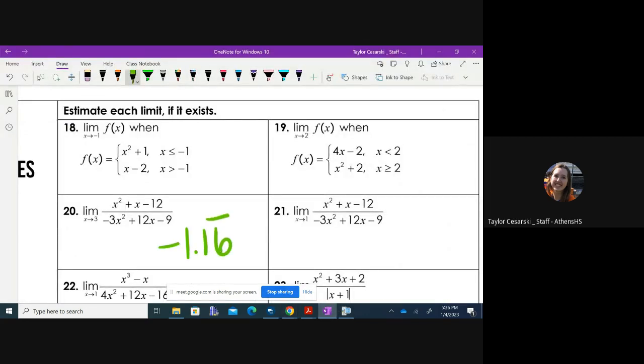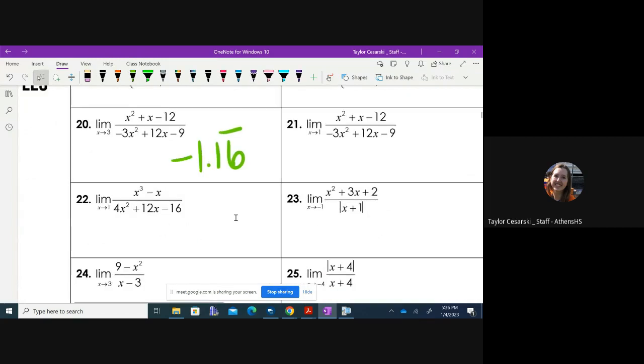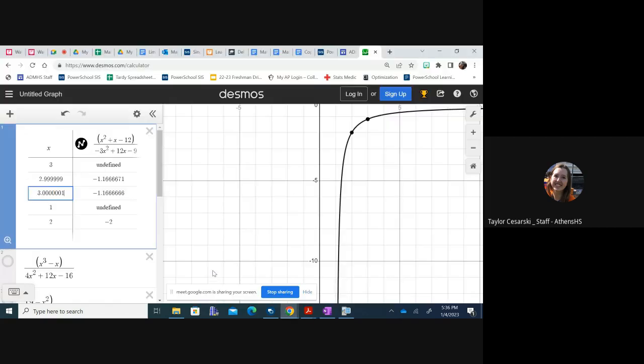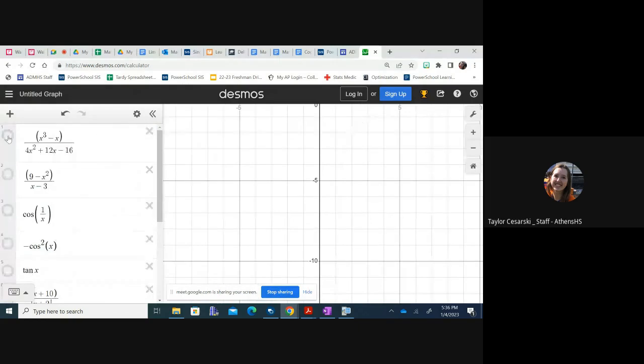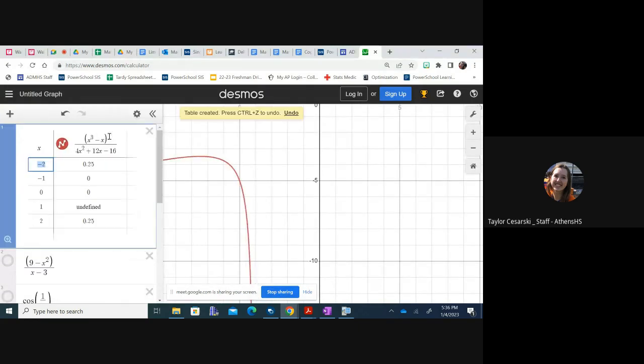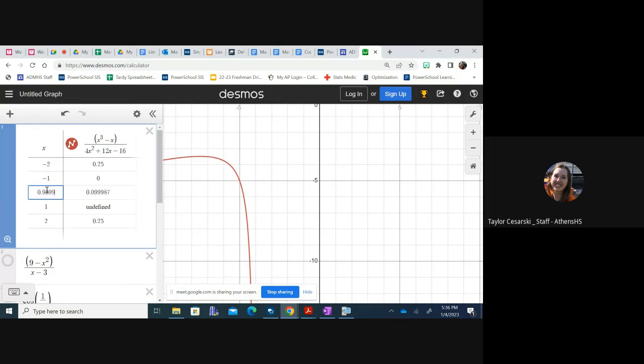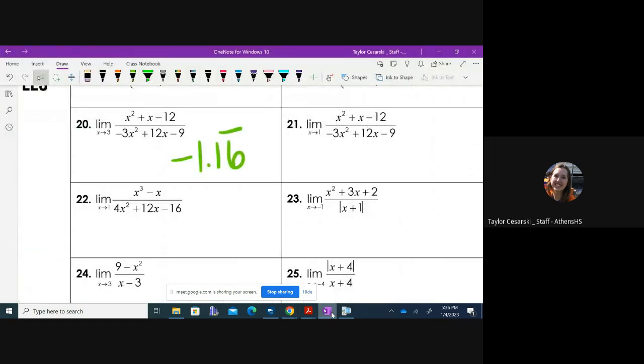Okay, let's look at the next one. Limit as x approaches 1. All right, so looking at my table here, I see that 1 is undefined. That would be a hole in your graph. But let's go a little bit smaller and a little bit bigger. And see, as it comes from either side, it's going to get closer and closer to that value of 0.1. Okay. All right, next one.